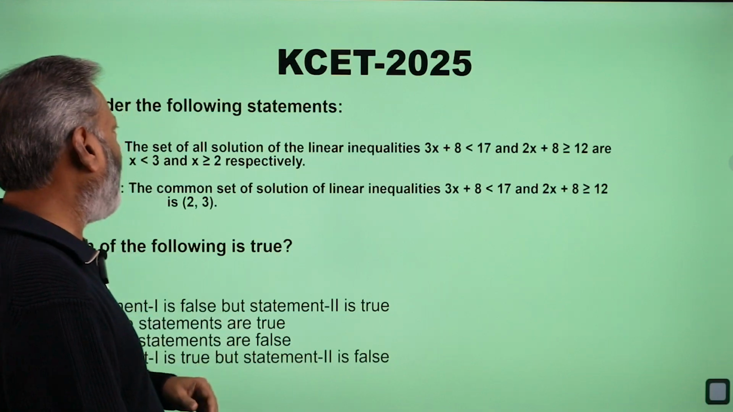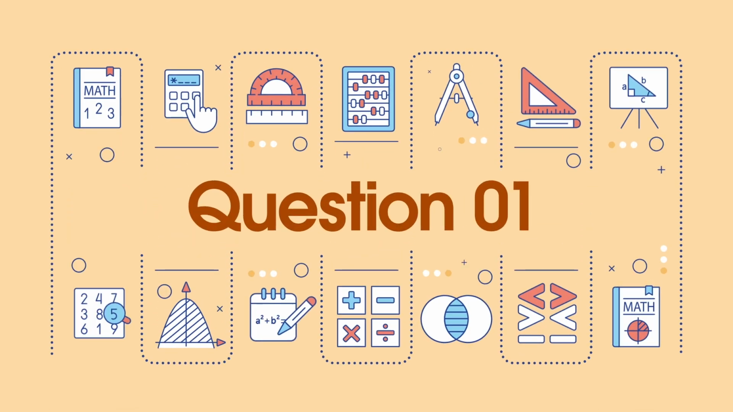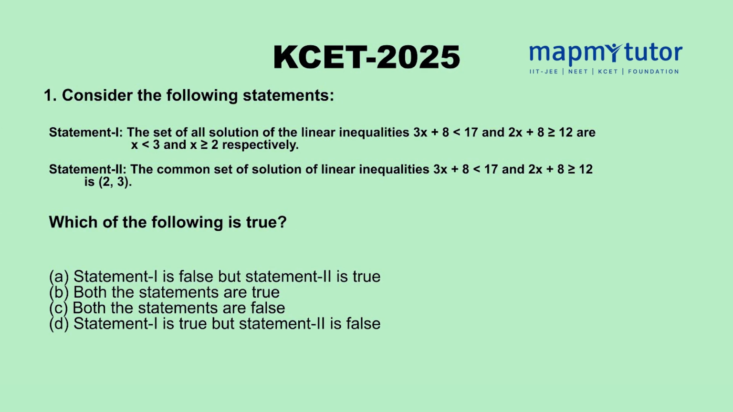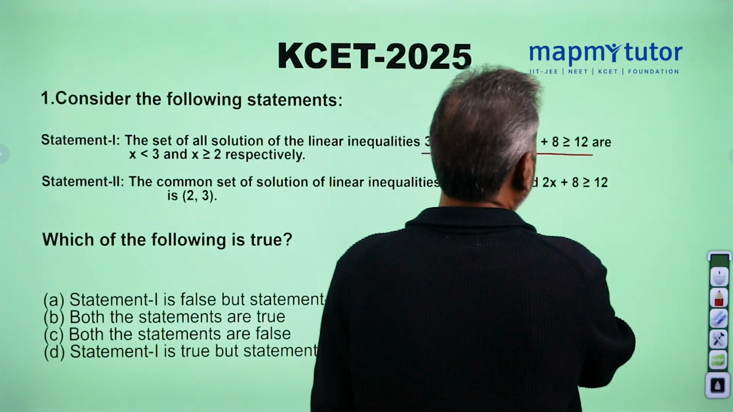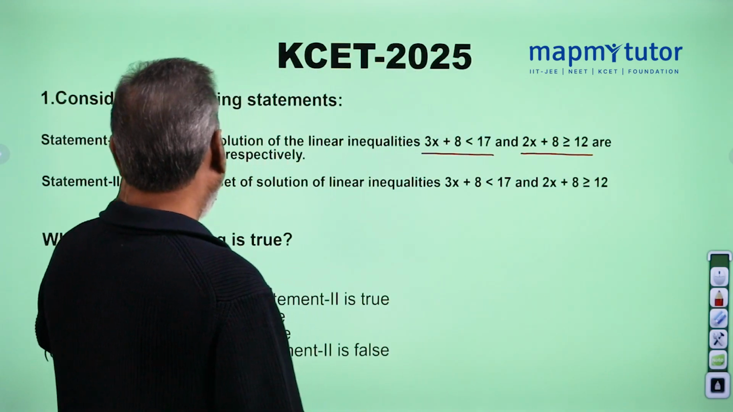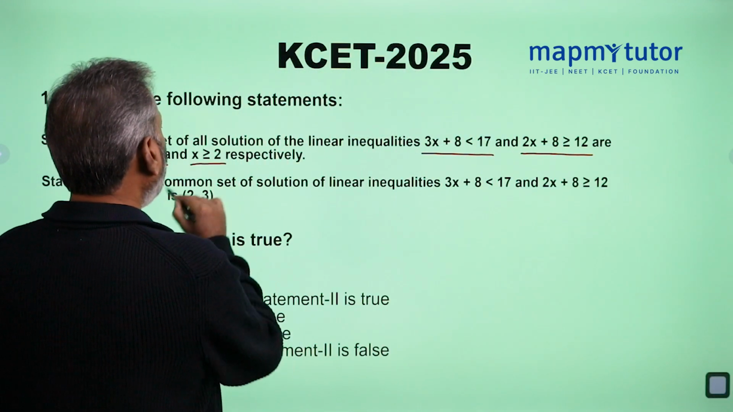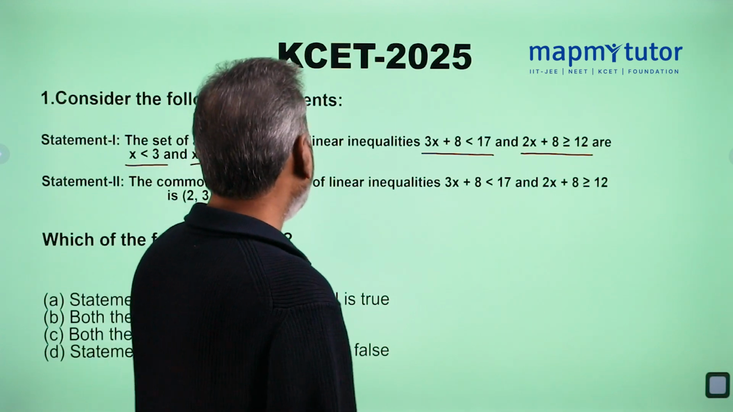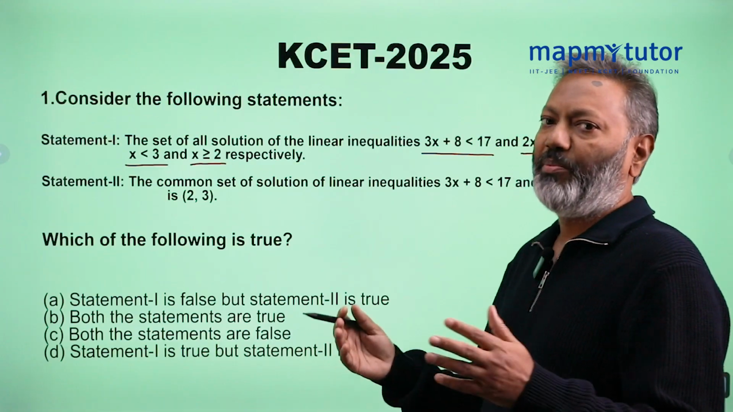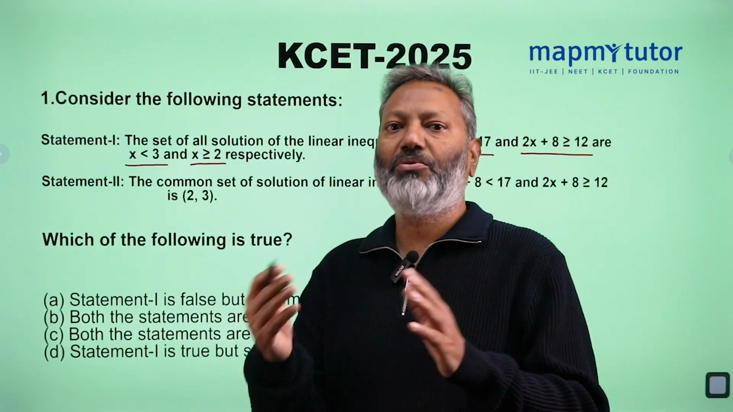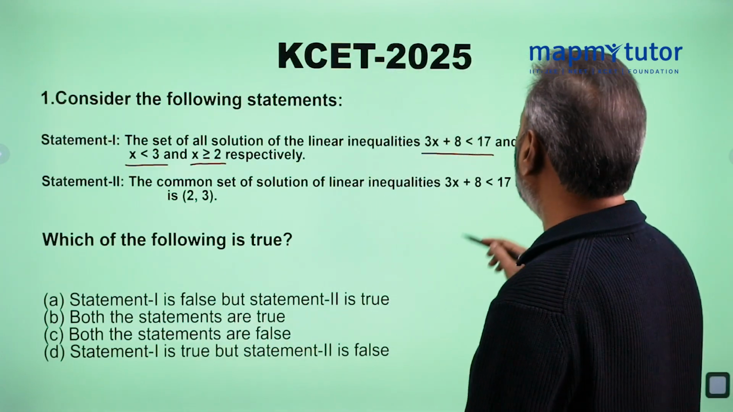Here is your question number 1. Consider the following statements. The first statement is given, the set of all solutions of the linear inequalities. Two inequalities are there: 3x plus 8 less than 17 and 2x plus 8 greater than or equal to 12. And also statement 2. Depending on these two inequalities only, they are asking the solution set. Your job is to verify which statement is true and which is false. Let us do the first one.